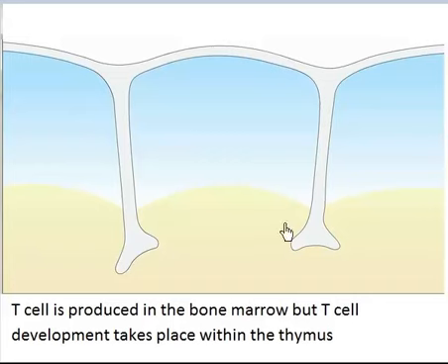In this video I will discuss the development of the thymocytes, T cells. T cells are produced in bone marrow. Suppose this region represents bone marrow, and then from the bone marrow the T cells will enter the thymus, and this represents the thymus. The development of T cells occurs in the thymus.